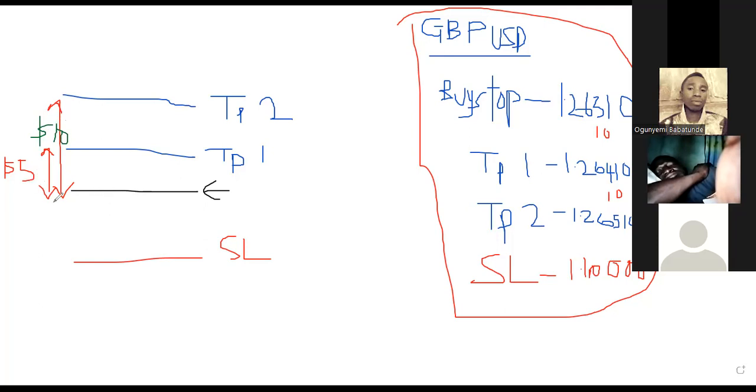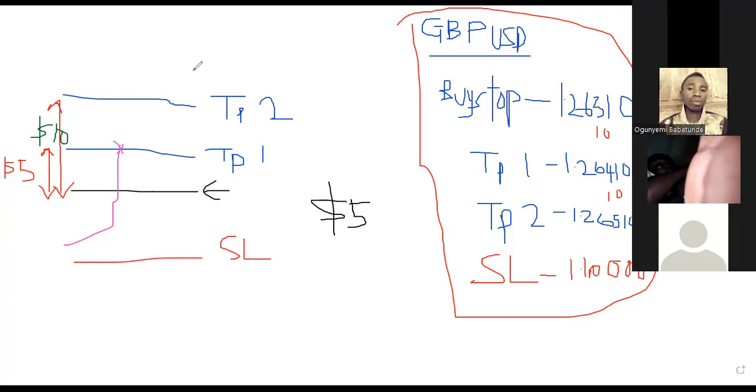So it means that if from entry to TP1 is 10 pips, let's say you have a trade running. Immediately the trade struck your entry point, you are already in the market. So if that trade now goes up, let's say the trade goes up and hits TP1. Once that trade hits TP1, guess what? You have $5 registered in your profit margin. I said $10, $5.